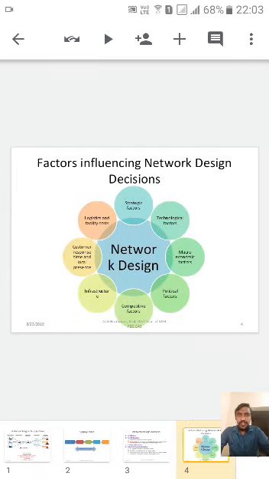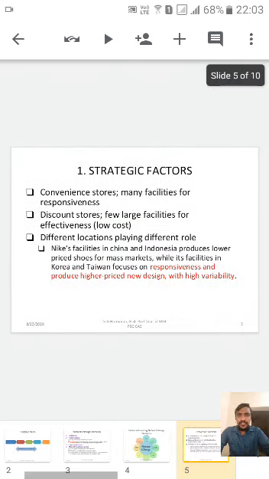Then, what are the factors influencing supply chain network design? Number one is the strategic factor. The strategic factor is about location: for example, a convenience store has many facilities for quick responsiveness. So what is the location advantage given to your company? That is a strategic factor.